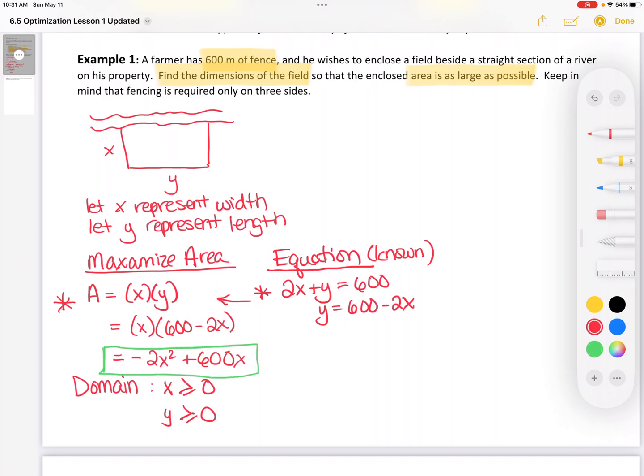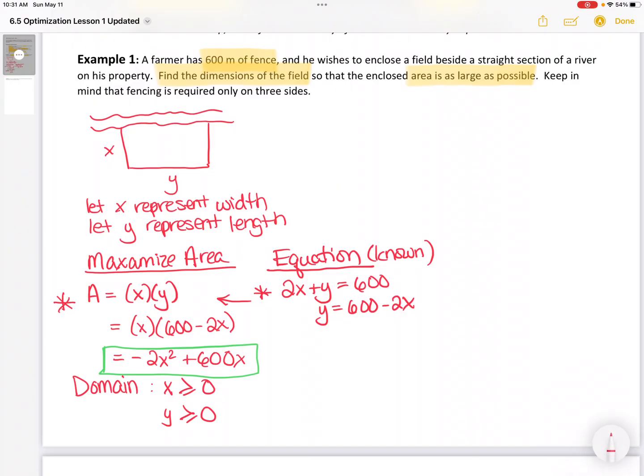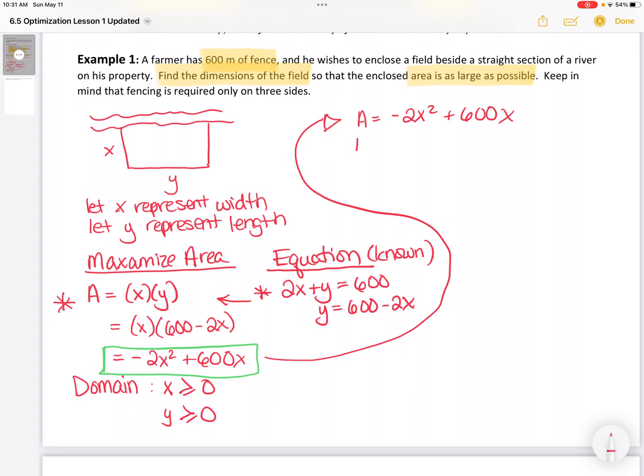In grade 10, we didn't solve, but we found the vertex to find that maximum area. For us now, I'm going to move up here. I'm going to take that area equation, so A is equal to negative 2x squared plus 600x, and I'm going to find the derivative. I should put area as a function of x. So A prime of x is equal to negative 4x plus 600.